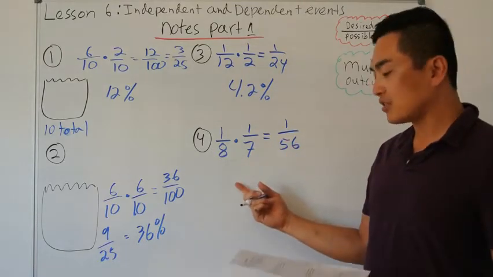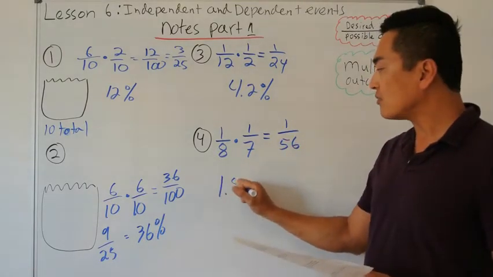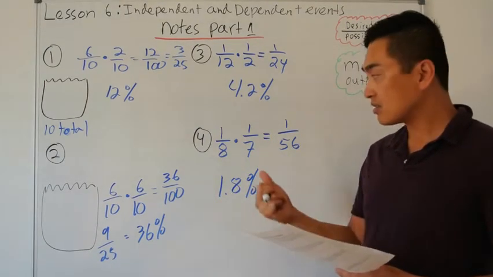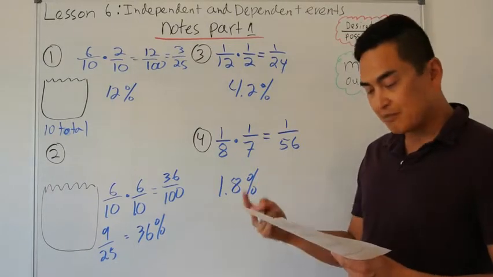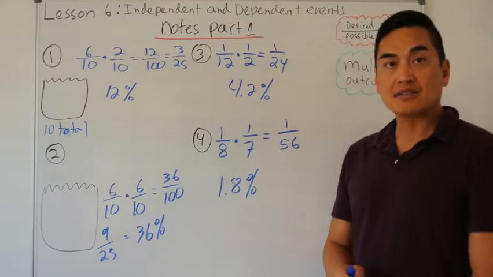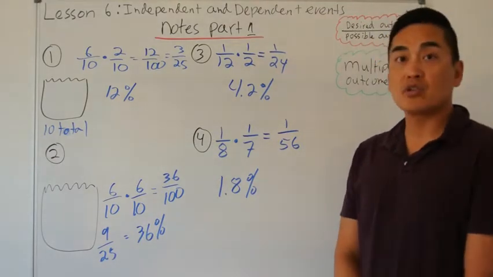Again, convert that to a percent. So that's only 1.8% of getting a 6, which is 1 out of 8, and then a B, which is 1 out of 7. Alright? Okay, that is part 1 of the notes.